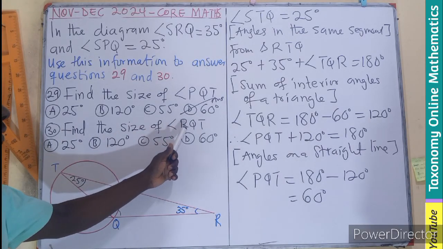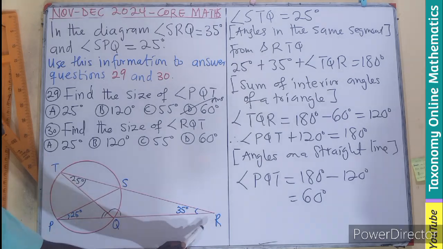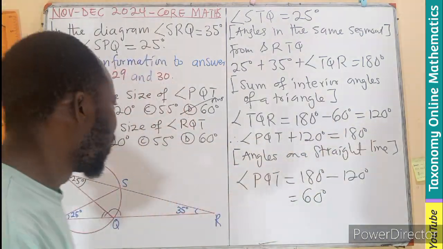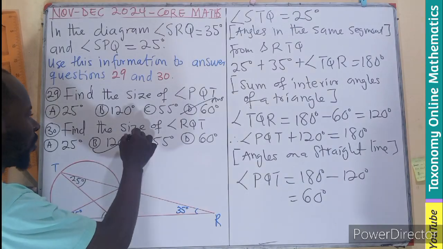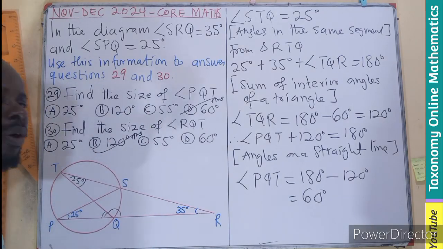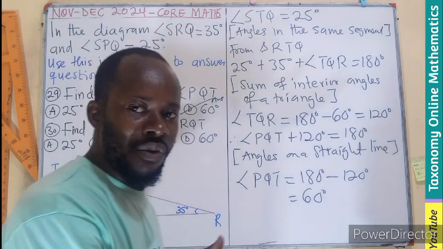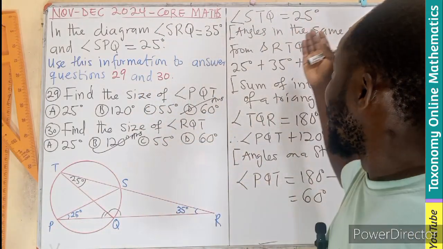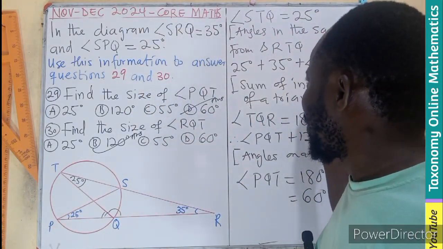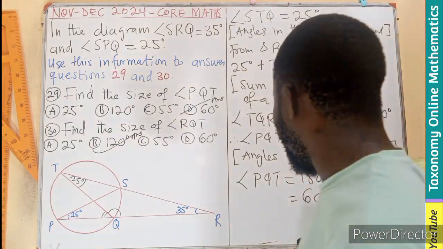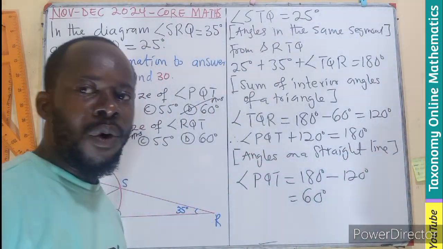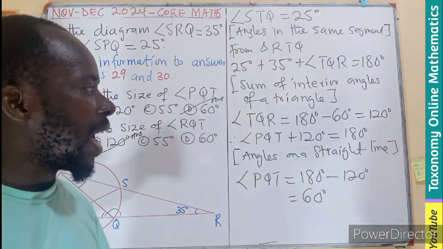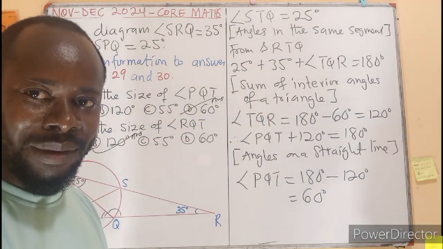Then find the size of RQT. RQT, which we found in the early stage as what? 120. And that will be option B. So these two questions can be answered using the properties: angles in the same segment, the sum of angles in the triangle, and angles on a straight line. I guess the concept is clear.